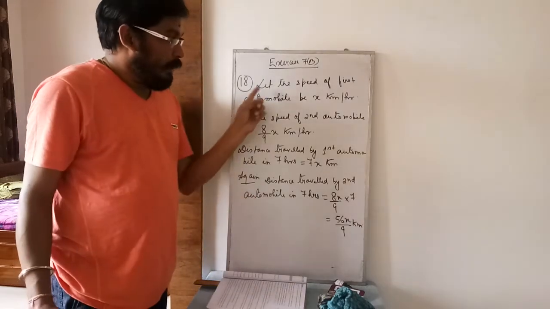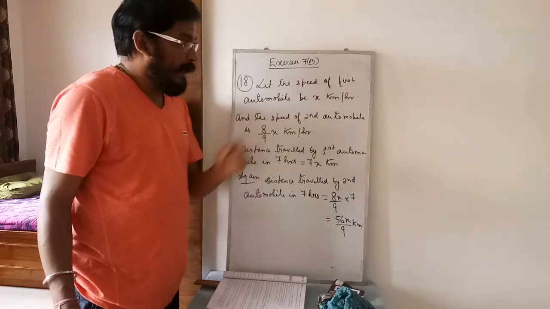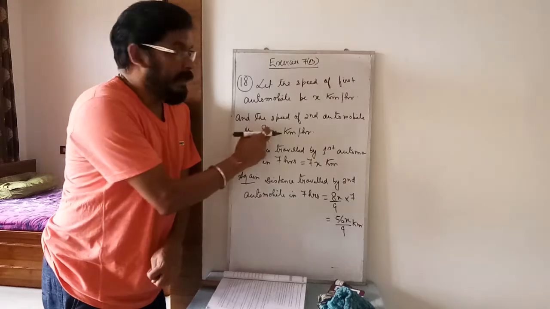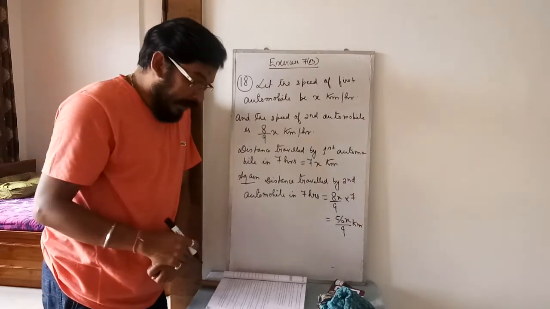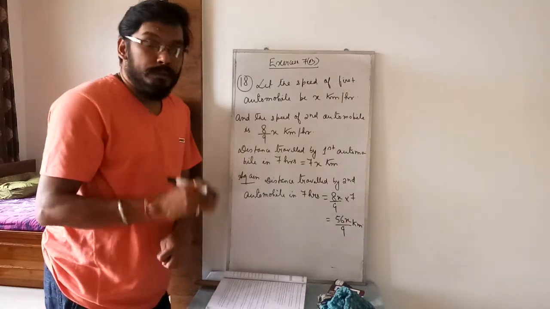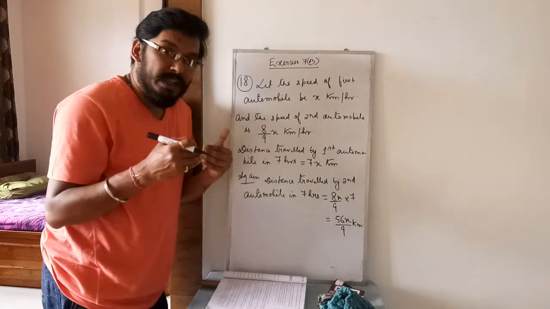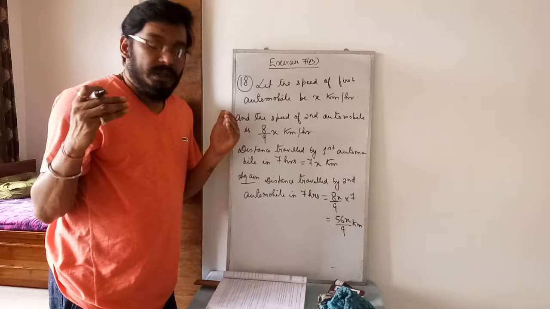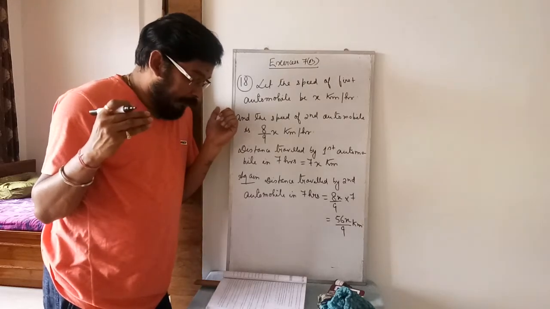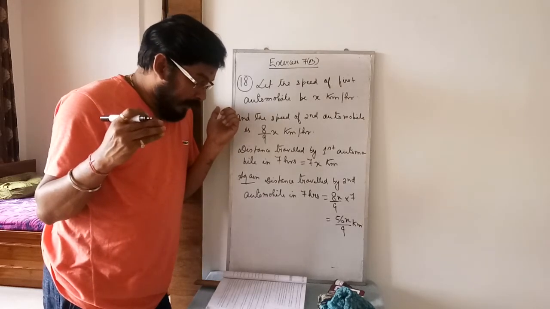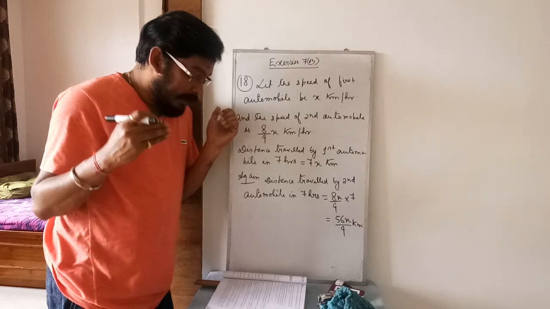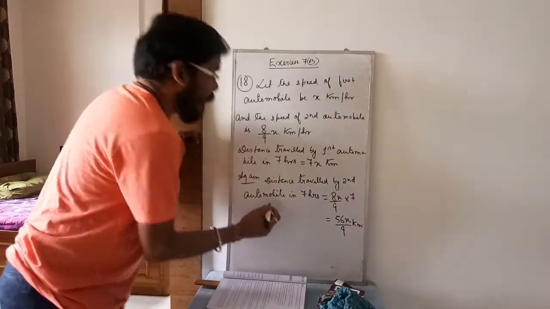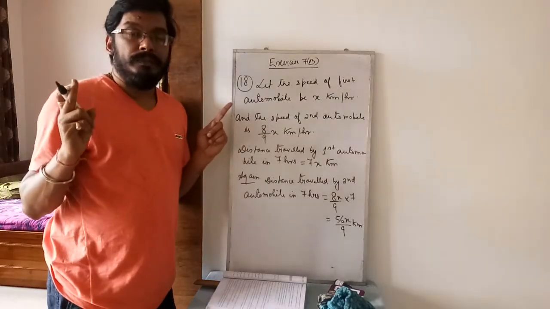So I repeat again: let the speed of the first automobile be x km per hour and the speed of the second automobile be 8 by 9x, because they have said 8 by 9 of the speed of the other. Both cars meet in 7 hours. Two automobiles start out at the same time from two cities, and the distance between them is 595 km.